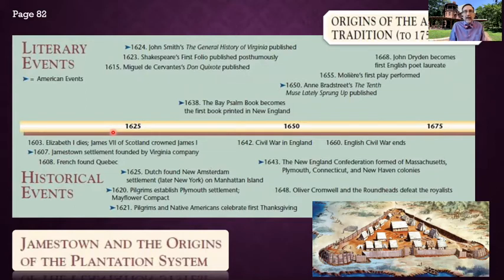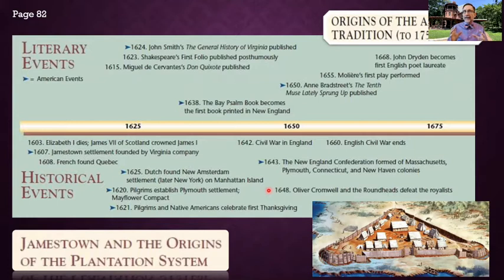Around this time, the Pilgrims come to the New World, and we all know about Thanksgiving Day and things like that. The proper name for the Pilgrims is they were the Separatist Puritans, and that's going to be important because in 1642 up here, you'll see civil war breaks out in England.